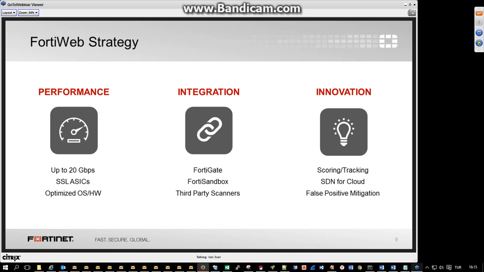And the last bucket here is innovation. We're adding innovative features, whether it's scoring and tracking that I'll talk about next, SDN for cloud that we'll release later in the year, and also false positive mitigation, which is a main challenge for customers, and we'll talk about that as well.